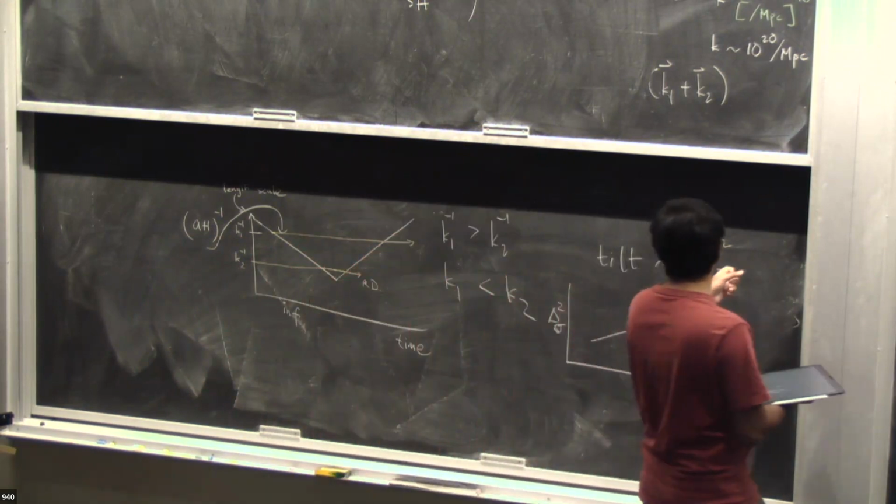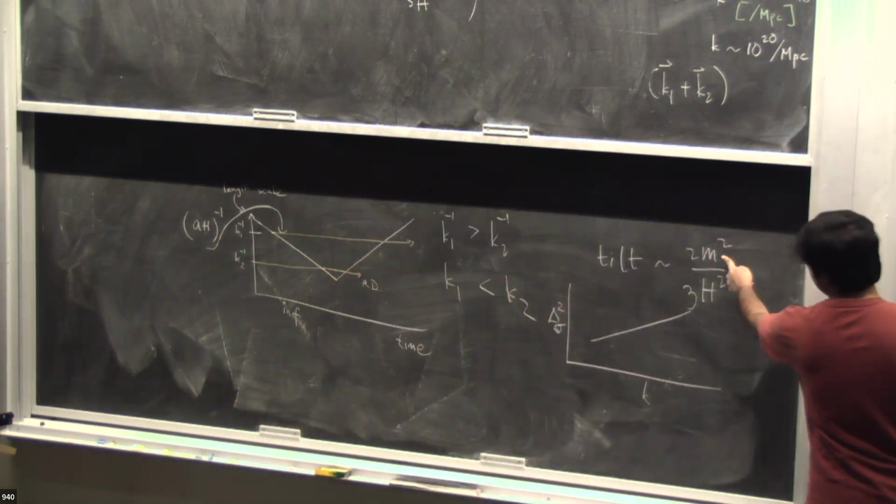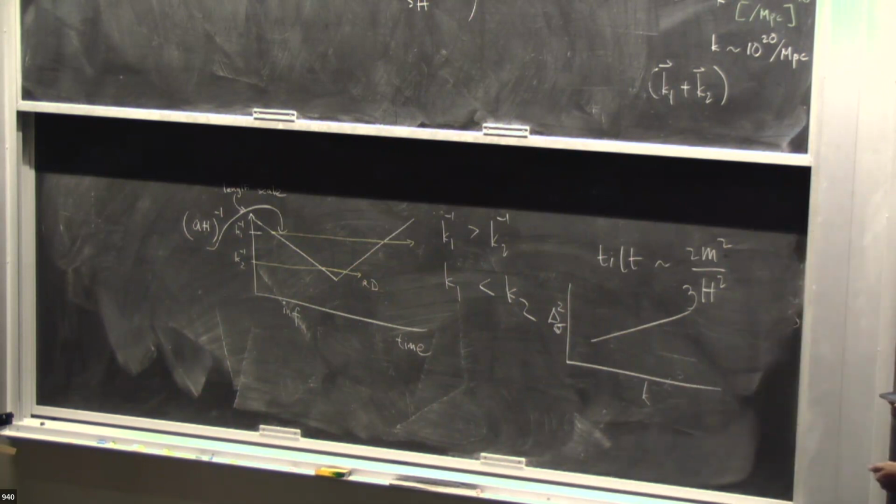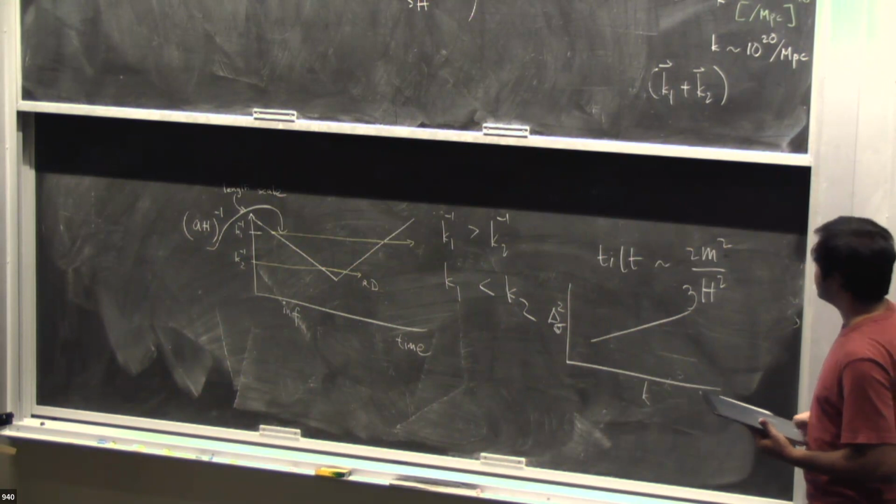So of course, there is some sensitivity. If m is literally 0, you expect this to be flat. The difference in the power law index, that's what you mean by tilt. That's right. Okay. Yeah, that's right.